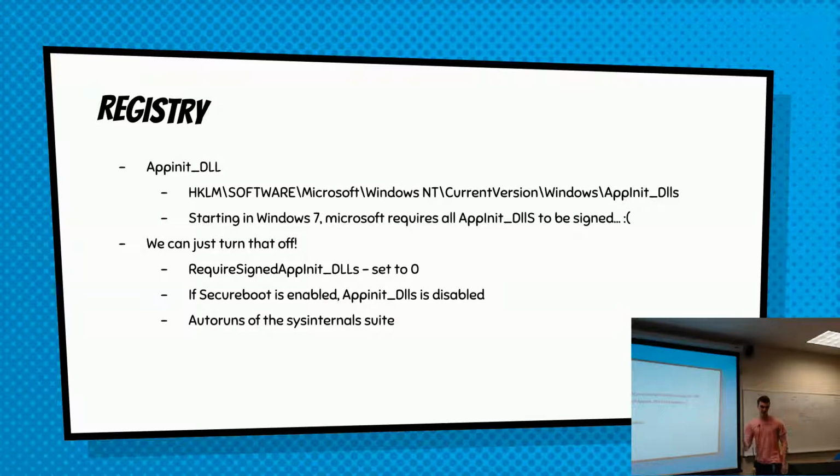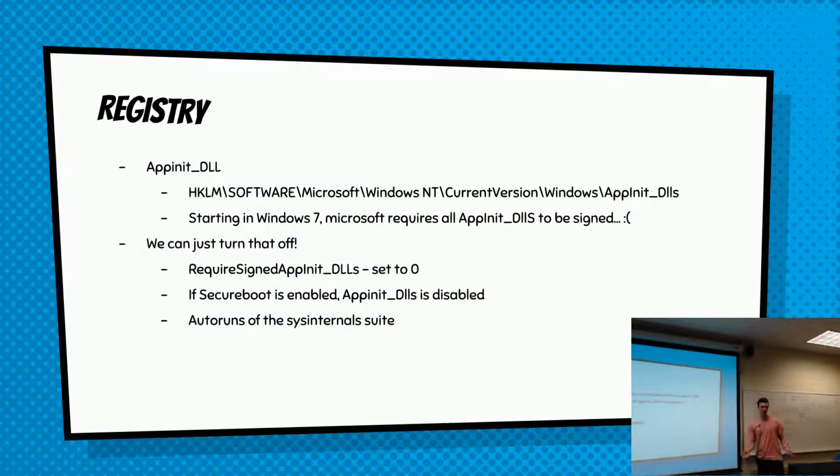So you can't just blatantly hook WinAPI calls. But you can just turn it off through the registry, so that's really dumb. I don't know why they do that. So if you just set this registry key, which I don't remember the location off the top of my head, but there is this registry key, set that to 0. You don't have to have signed DLLs to use AppInit DLLs.